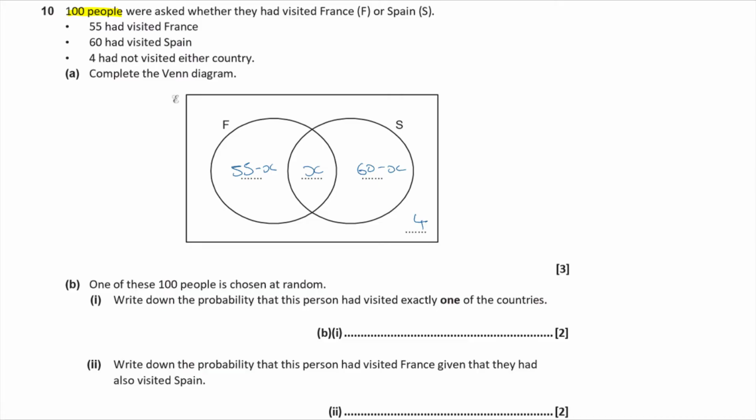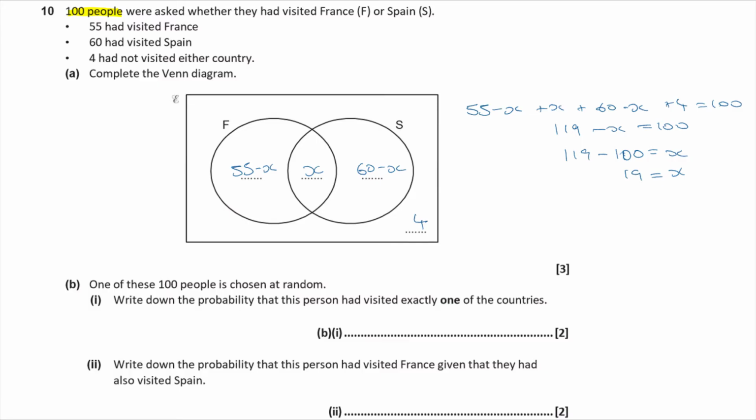Okay, so given that the 4 things add up to 100, so 55 minus x plus 60 minus x plus 4 is equal to 100, then we could just form an equation to solve for x, can't we? So 55, 60 and 4, what does that add up to? So that's 115, 119. So 119 minus x plus x minus x, so it's just minus x, is equal to 100. So rearranging that slightly, 119 minus 100 is going to be equal to x. So x is equal to 19.